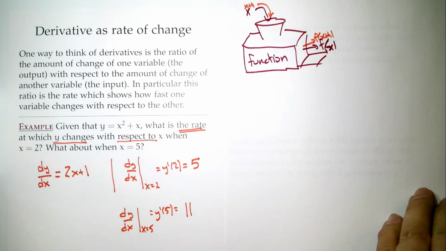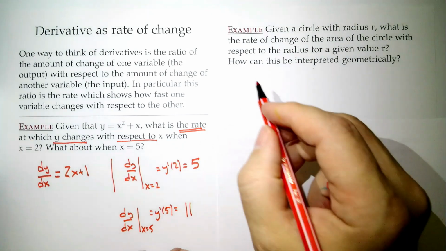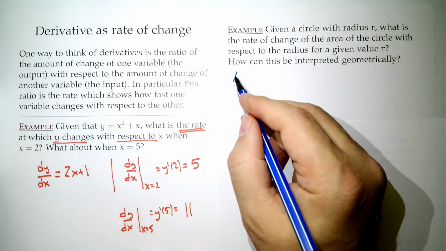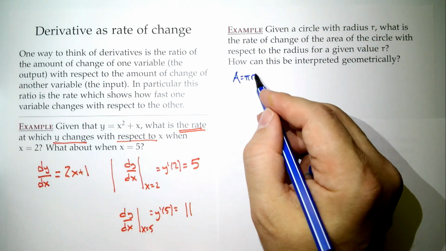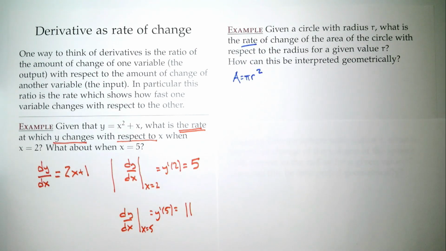Okay. Now, do an example here. Given a circle with radius r, what is the rate of change of the area of the circle with respect to the radius for a given value r? So let's think about this. First off, what is the area of a circle? Pi r squared. That's good. So area is equal to pi r squared. We're after a rate, which means a derivative. What derivative are we after?